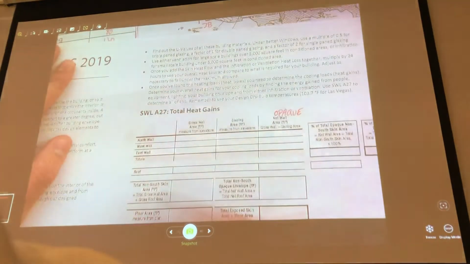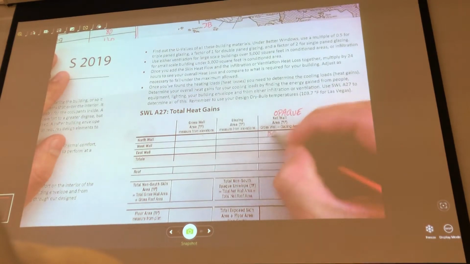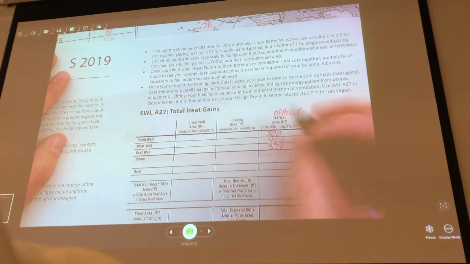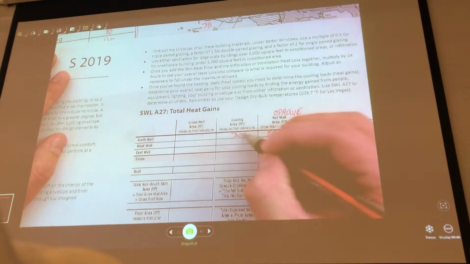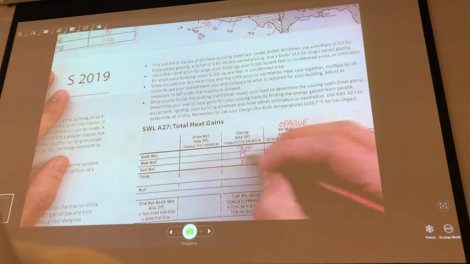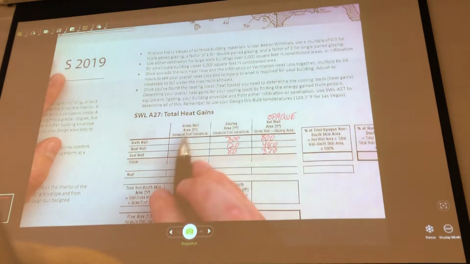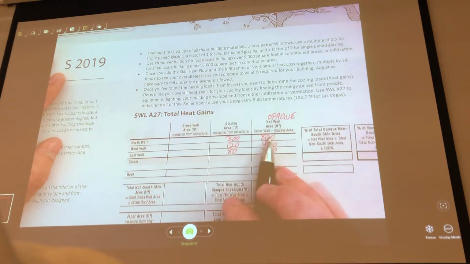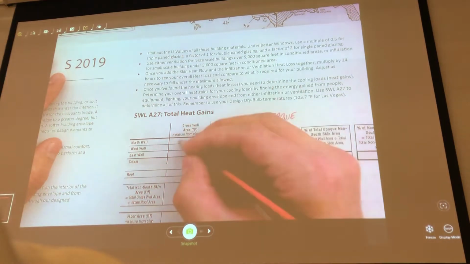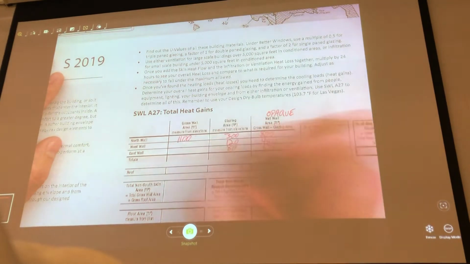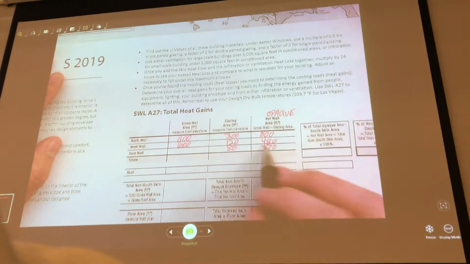Let's see, for the north I got 800, south I don't have to worry about, east 370, west 480, glazing. So our overall gross area is the combination of both of these. So the opaque wall area plus the glazing area. So we've got 1,100 square feet. We've got 600 square feet. We've got 450.